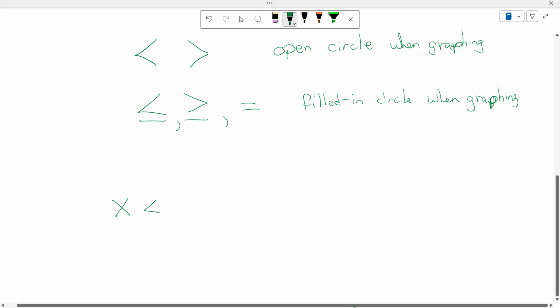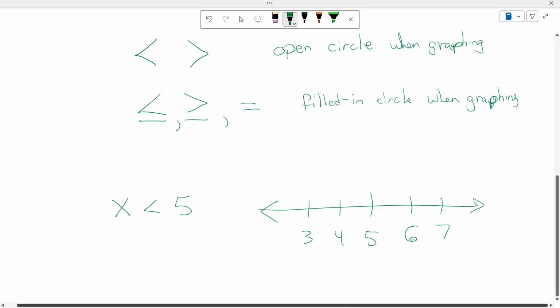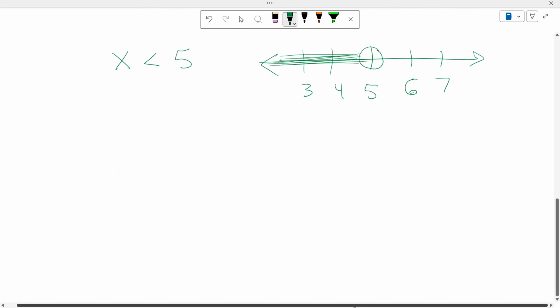So, if we have x is less than 5, and you have a number line with a 5 in the center, so it's 3, 4, 5, 6, 7, something like that. Since it's just less than, there's no equal to part of it. We put an open circle at 5. And then we have to shade one way or the other. If the variable's on the left, which we want to set up all our problems with the variable on the left, we shade in the direction that the arrow points. Arrow points to the left, we shade on this side. The way it's pointing is the way I go.